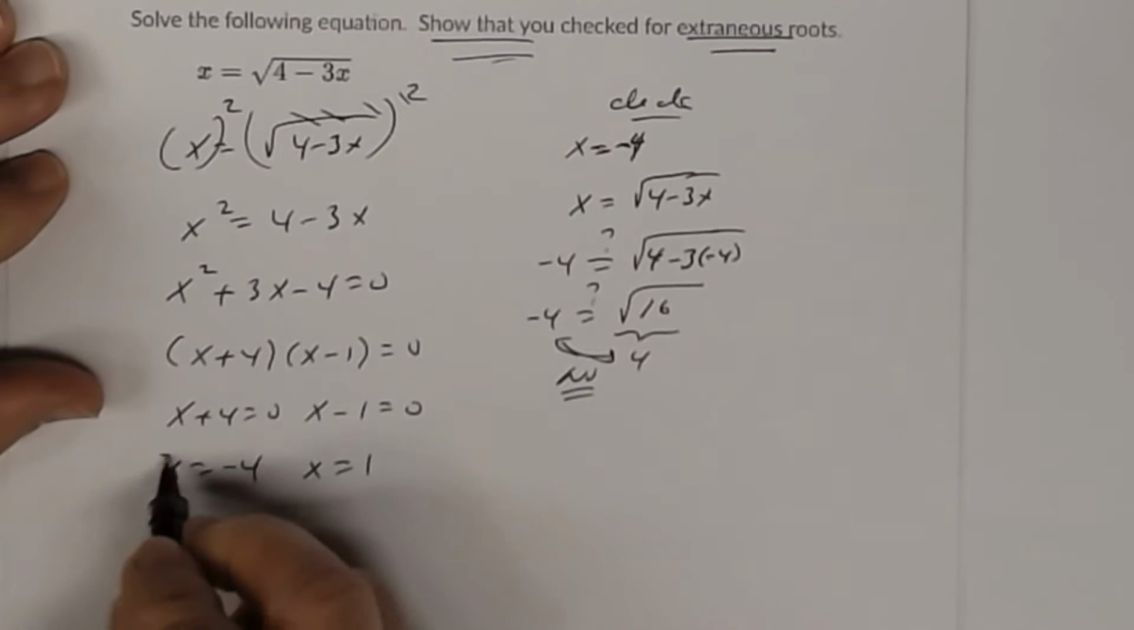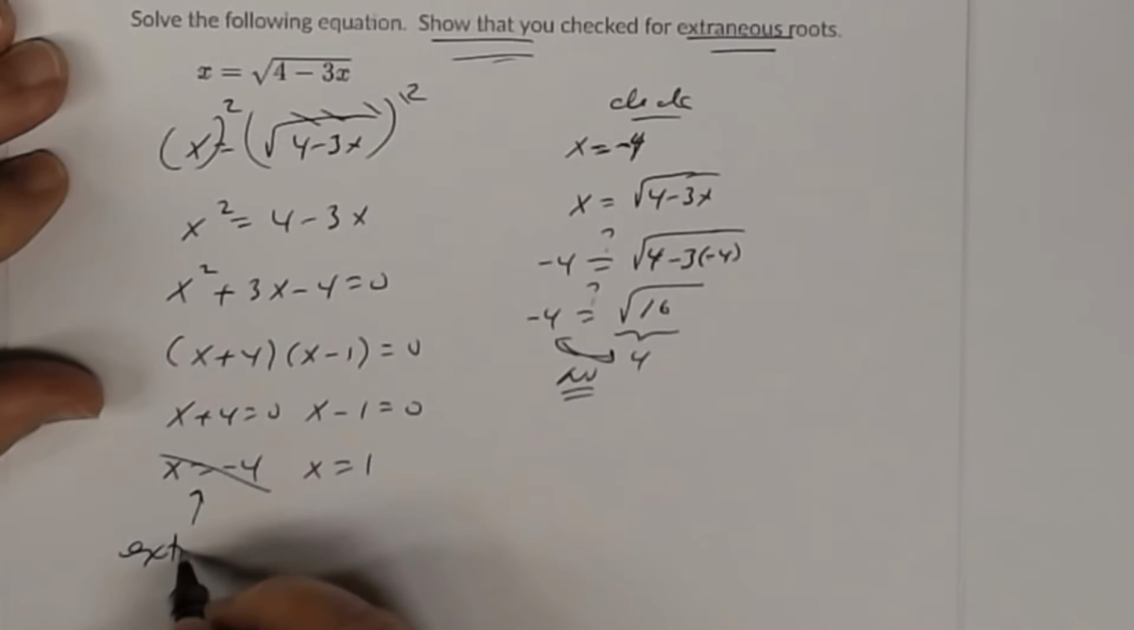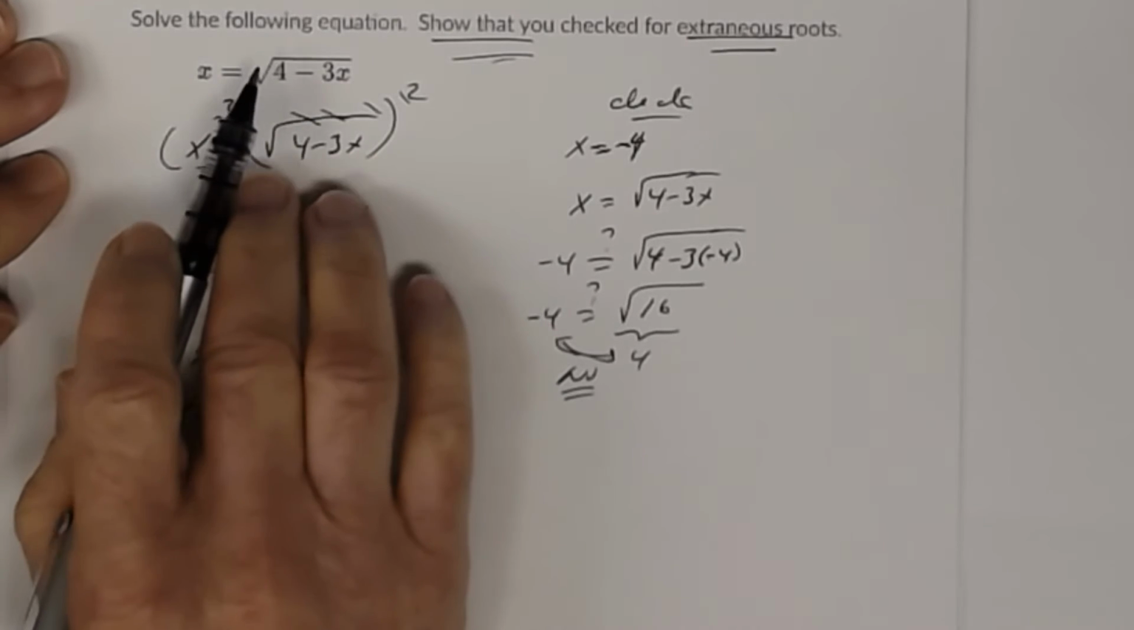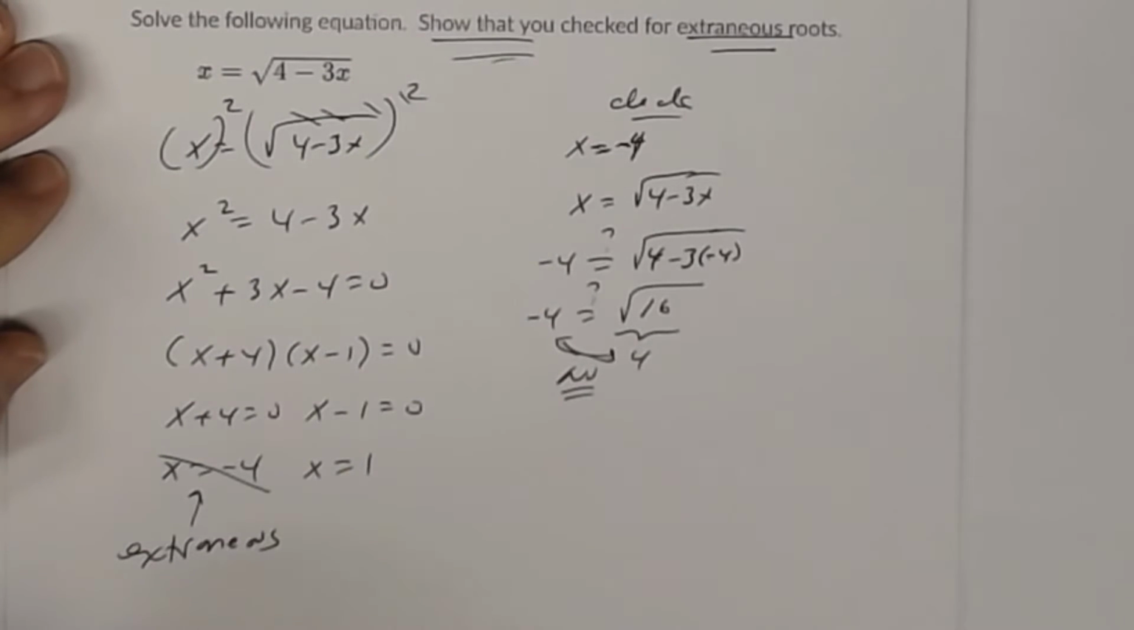So that means that this right here is extraneous. So that's an extraneous root, so that's a false root. It's a solution to this quadratic, but it's not a solution to the square root equation.